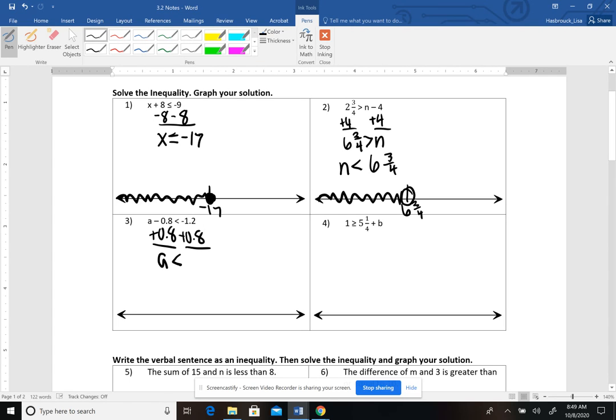You could think of it as money. If you have $1.20 and you take away 80 cents, you have 40 cents left over. Now the only difference is the negative was with the bigger number, so this is going to be a negative. So what this tells me is that a is less than negative 0.4. So at negative 0.4, I'm going to put an open dot and I'm going to shade to the left.